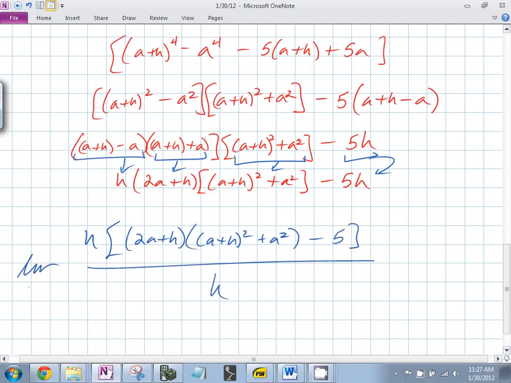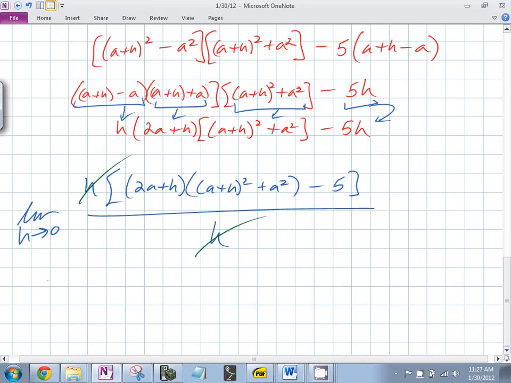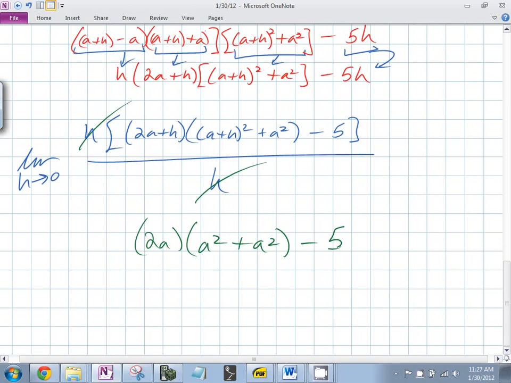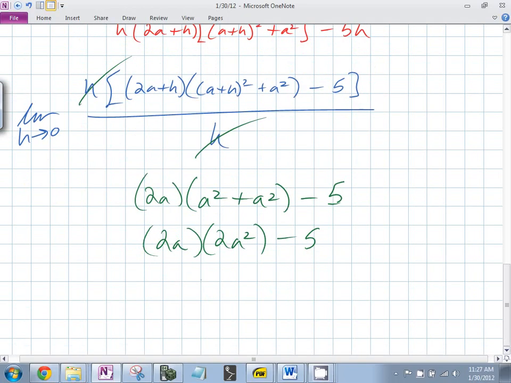What cancels now? The h's cancel, and you end up with h going to 0, so it turns into 2a times a squared plus a squared, right? Minus what? 5. The 5 stays in there, right? It's not being multiplied by anything. So you end up with 2a times 2a squared minus 5. So that turns into what? 4a cubed minus what? 5, right there.